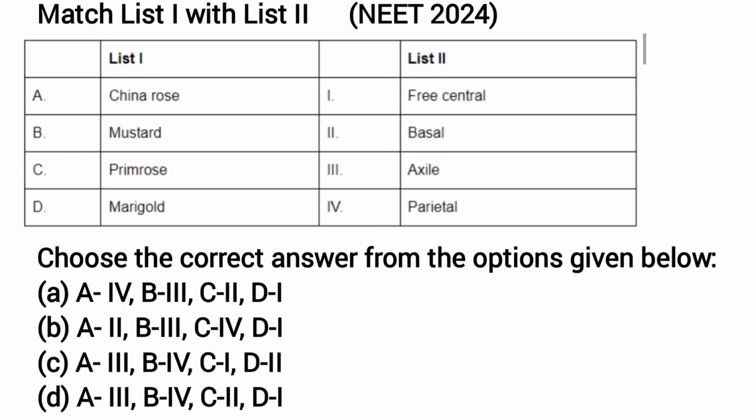We'll move to the next one, that is mustard. Mustard matches with the parietal condition, that is B4. So A3 and B4 are given in both C and D. We'll move to the next one, that is primrose condition, which matches with free central. The meaning is the ovules are attached to the central column without any partition. That is the primrose condition. So free central matches with C1, and C1 is given in option C. That's why option C is the correct answer for this question.